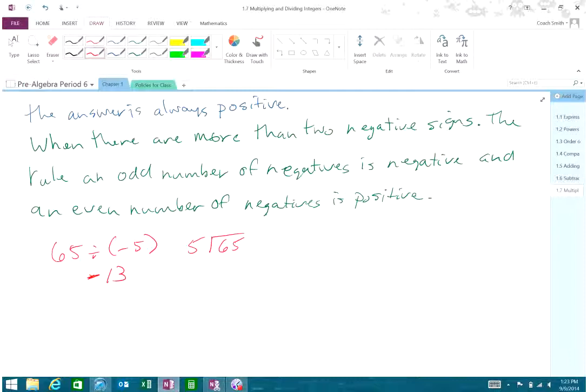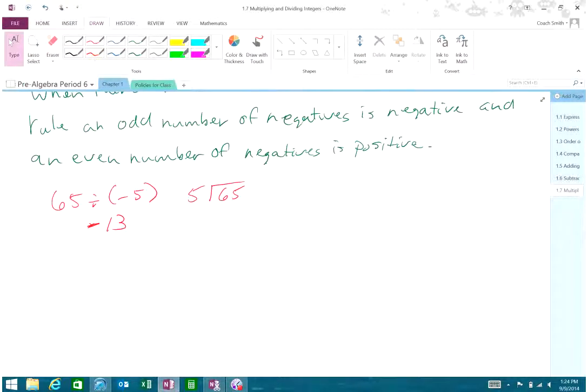Just take the original problem, see how many negative signs you have. Now, if, let's say I had this, negative 17 times negative 20. Okay, that would be two negative signs. That would be a positive 340.